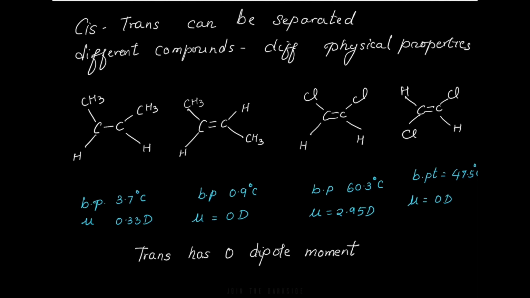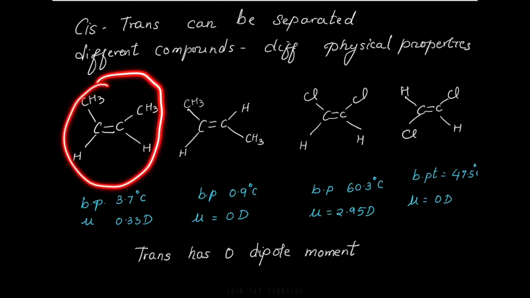Okay, cis and trans can actually be separated, because they are two different compounds, which have different physical properties. So if you look into the cis and trans configuration, now let's see whether we can identify whether these compounds are cis and trans.